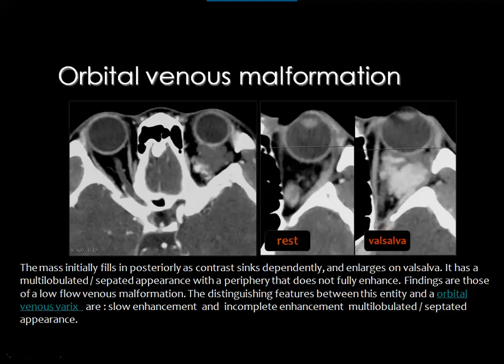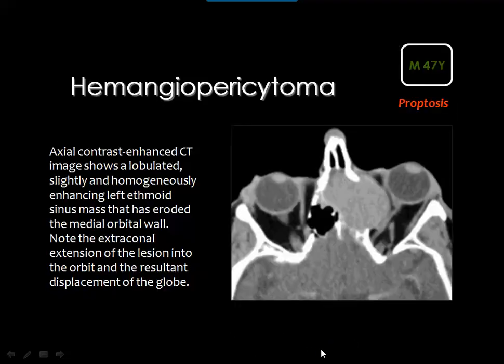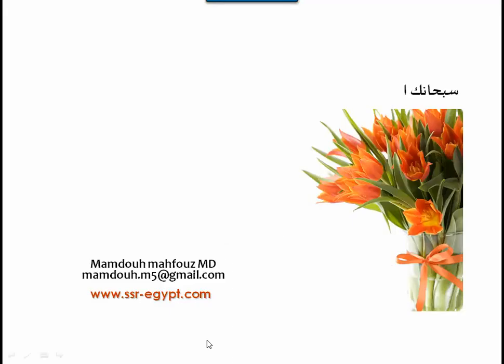The orbital venous malformation is quite different from the orbital varix, since this is an accumulation of multiple venous channels that can also distend with Valsalva maneuver, but not all these lesions will enhance significantly with contrast media. Then hemangiopericytoma is a vascular lesion which can affect the head and neck, and also can arise inside the orbit or extend from the nearby paranasal sinuses, for example, into the orbital cavity.